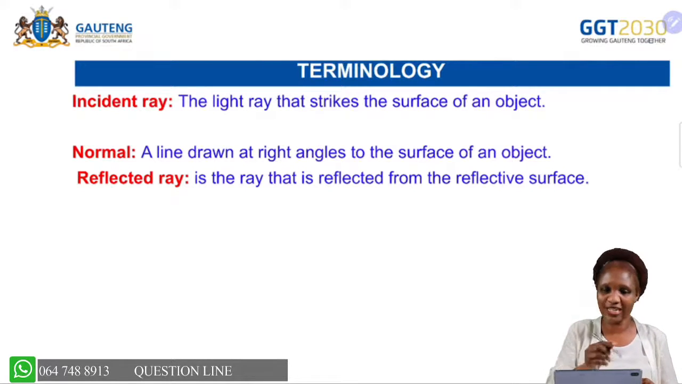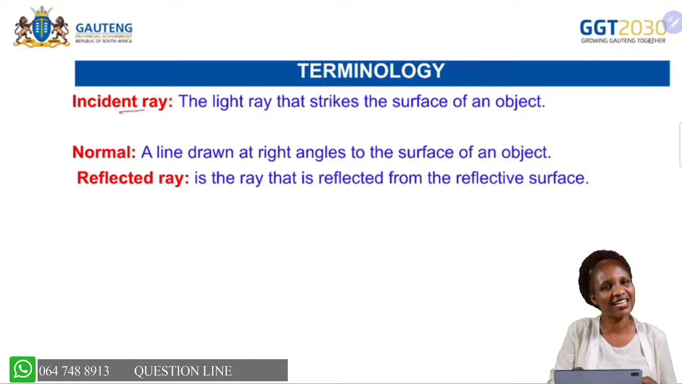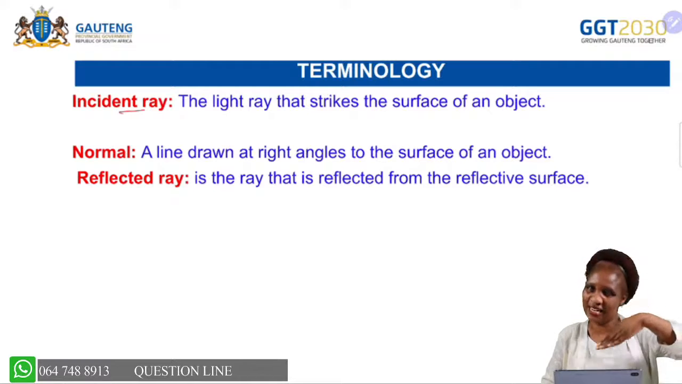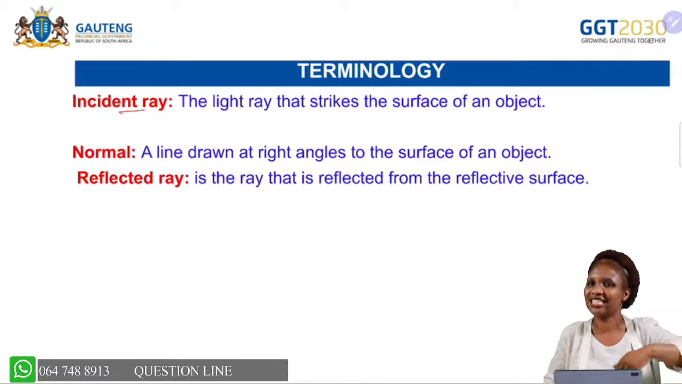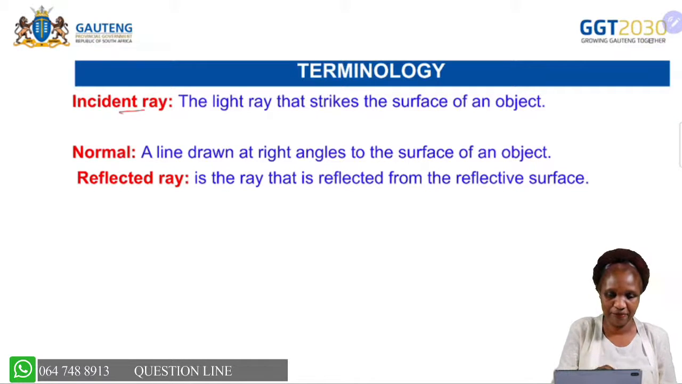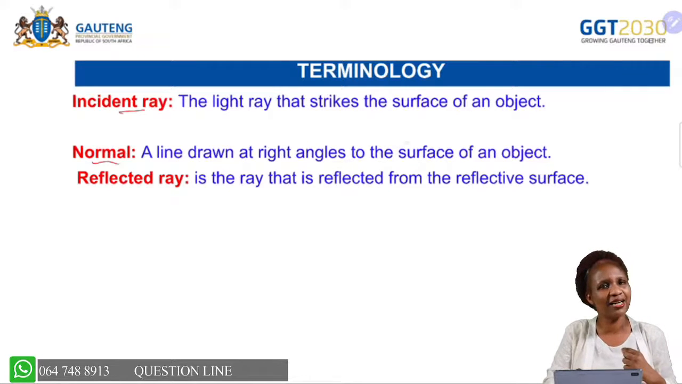All right, we're starting with incident ray. When we're talking about the incident ray, this is a light ray that strikes the surface of an object, and we call it the incident ray. And then it is an incoming ray because it is the one that strikes a surface. It's an incoming ray. And then we've got a normal. A normal is a line that has been drawn at right angles to the surface of an object.